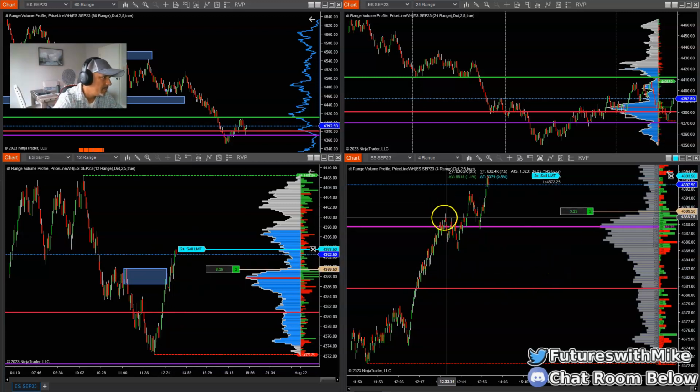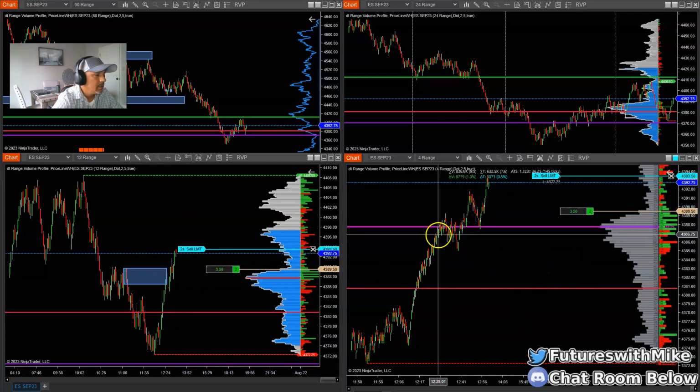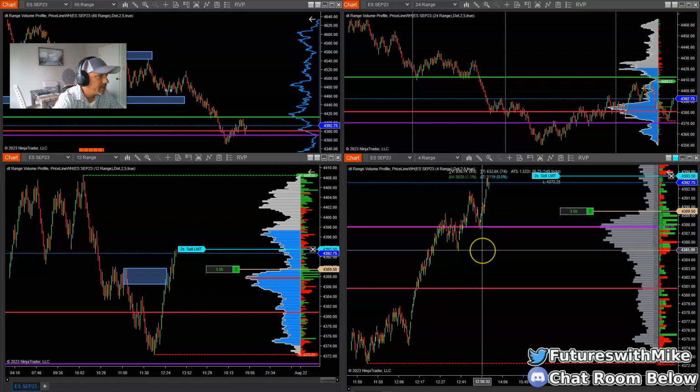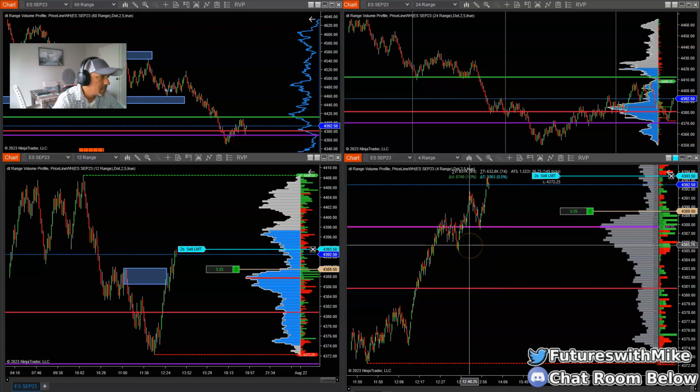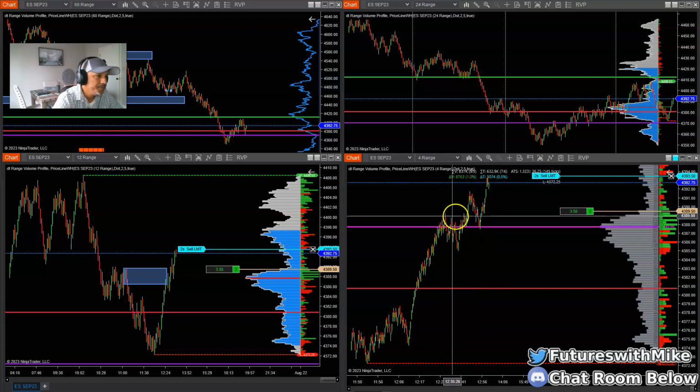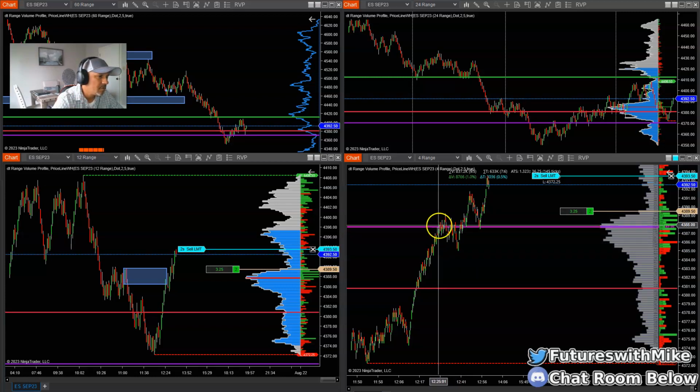But it was close here to the POC, so you have to be very careful. I don't recommend trading around the POC unless you have loads of experience and know what you're doing, because anything can happen there. But I was paying close attention on the 4 range chart as well.